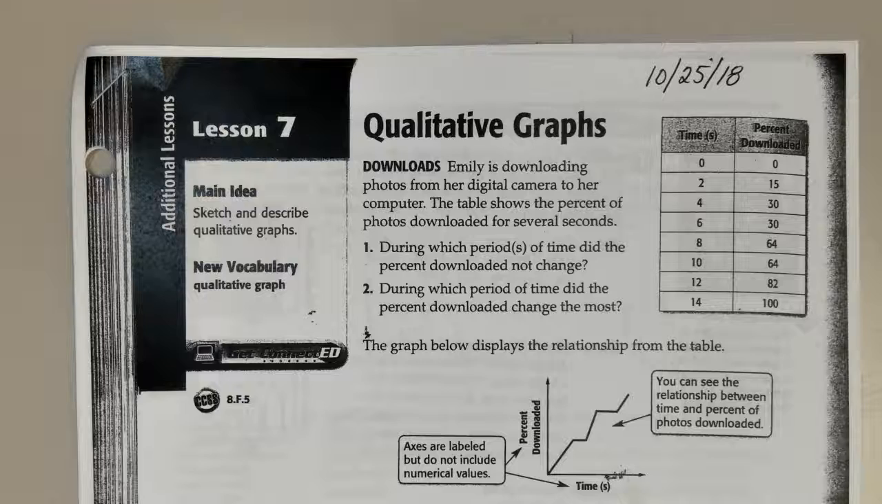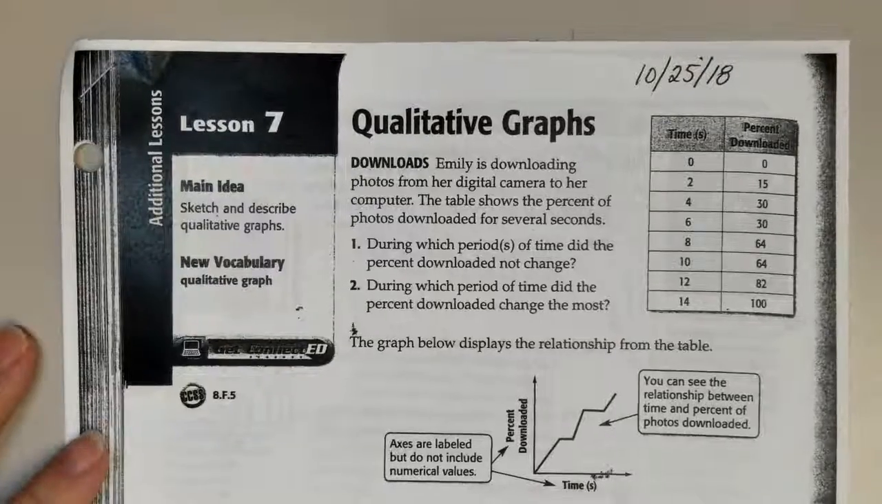This is lesson 7 from the Green Book. This will be the lesson for Thursday, October 25th, and it's called Qualitative Graphs. This is a little different from the graphs you've seen before because most graphs are going to have numbers on them, but qualitative graphs do not have numerical values. They're usually not going to be used if you need big details about something because it's just going to show the big picture of what's going on. So let's look at a couple of these examples and I think you'll see what I mean.